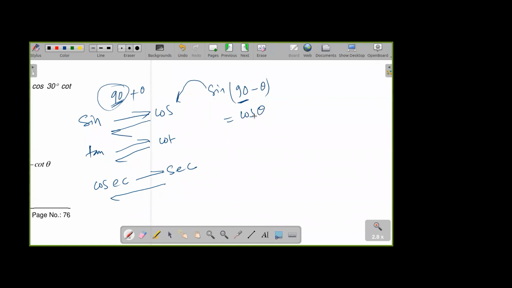Similarly, if it is cos, it applies for both plus and minus, like 90 plus theta and 90 minus theta. For both, it will change to sine theta. But there is one more thing I will come to. Cosec 90 minus theta, cosec will be converted to sec, then it will be sec theta.